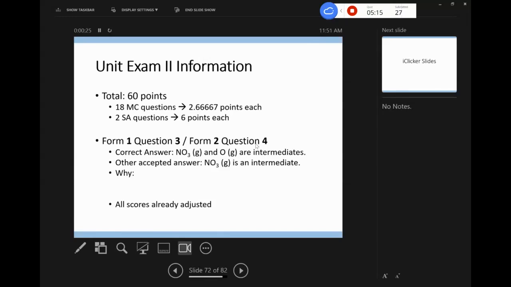The correct answer was that NO3 and oxygen are intermediates, but oxygen is also a product. One of the things that I said in our class made that answer difficult to select. So I accepted this one as well because oxygen is both an intermediate and a product. But I'll explain that in more detail when we come back. All your scores are already adjusted. Those will be posted on Blackboard also after 2 p.m. And then definitely look at the key. Let me know if you have questions.